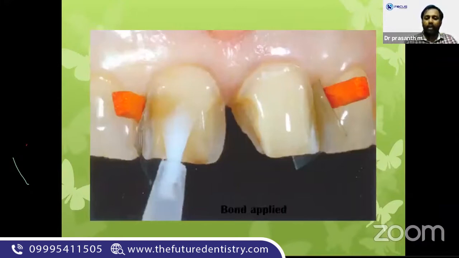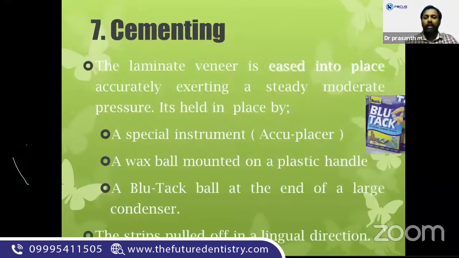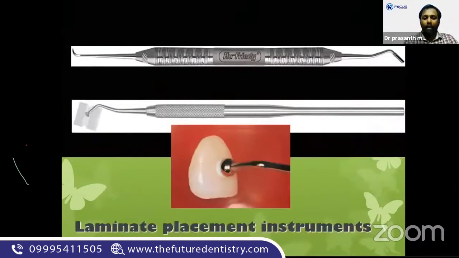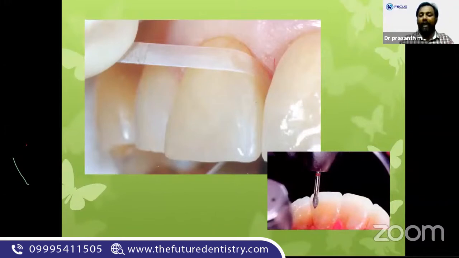So bonding agent is applied. Then cementation. In order to place your veneers, you can use this instrument, the laminate placing instrument. After that, the excess cement is removed with your strips. And again, in the palatal or the lingual aspect, you can use your burrs to remove the excess cement. So, hope it is clear. This is the basic procedure involved in cementation of laminate veneers.